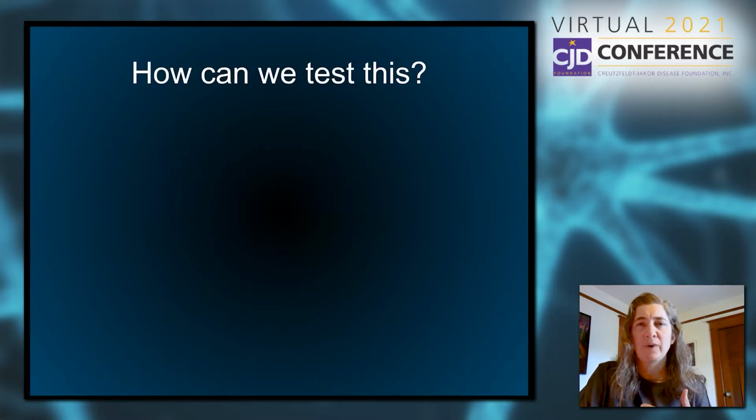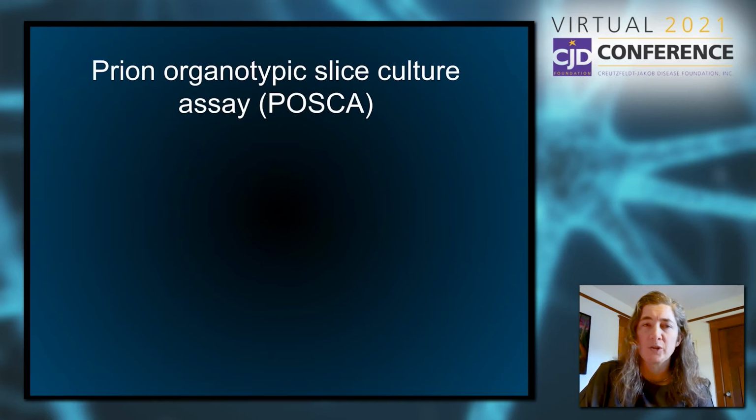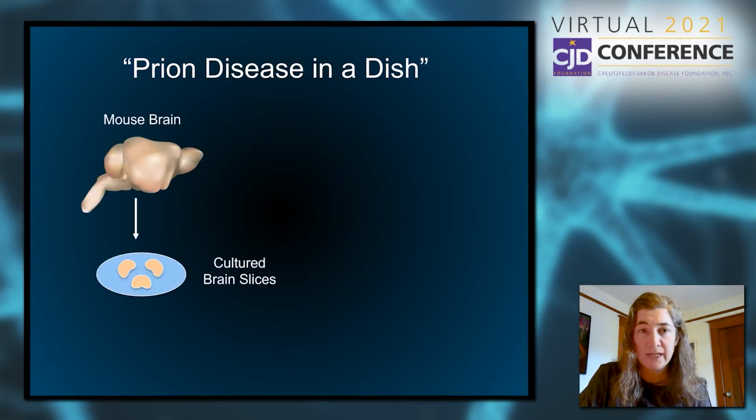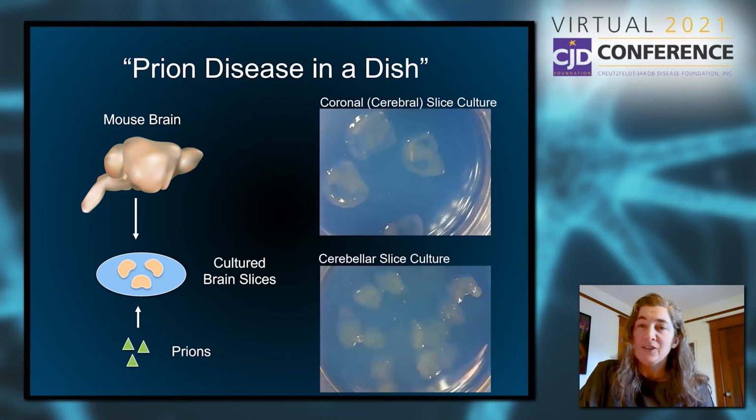So we wanted to think about how we could test this question, and we use something called the prion organotypic slice culture assay for this purpose. You can think of it like prion disease in a dish. Basically, we take the mouse brain, we slice it up, and we put it in a dish. And then we can sprinkle prions on top of it of any strain we want and watch how the disease develops in the dish itself. And just thought you might be interested, this is actually what it looks like by naked eye when we culture it.